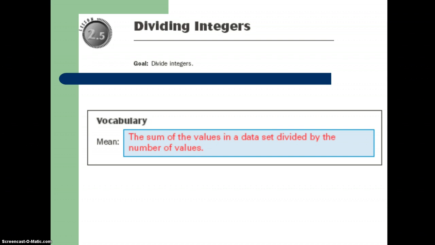Mean is the sum of the values in a data set divided by the number of values. Another word for mean is average. In elementary school, you might have heard the word average instead of mean. We will be using mean more than we will be saying average. Basically, all you do is add up, that's what sum means, all of the data, and then divide by how many numbers there are.